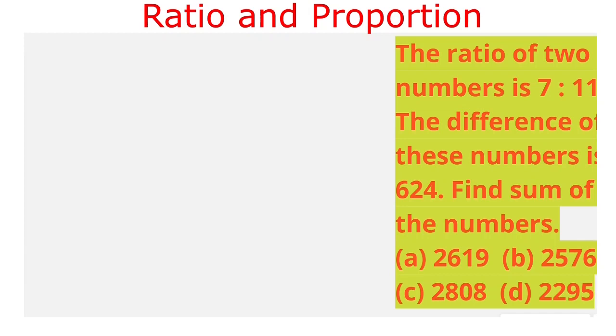So from the given options, option A and option D are eliminated as these two numbers are not even. And now our answer must be from option B and option C. The sum of the digits of option B is 2 plus 5 is 7, plus 7 is 14, plus 6 is 20, and 20 is not divisible by 9. So the only option left is option C, but we should check it.